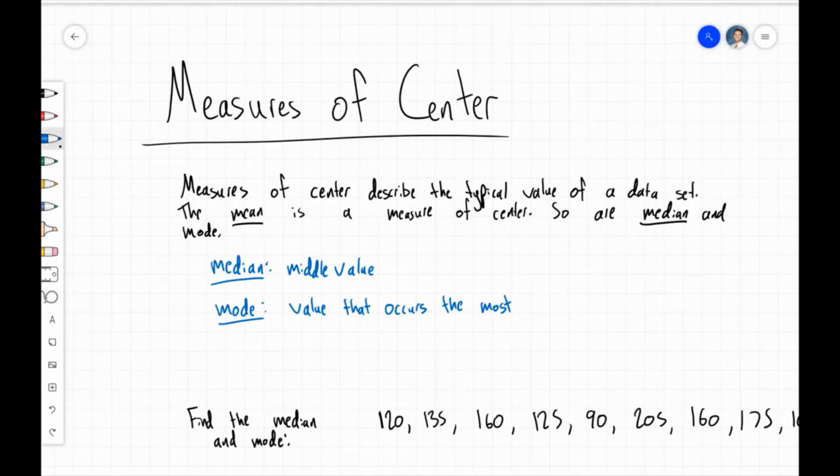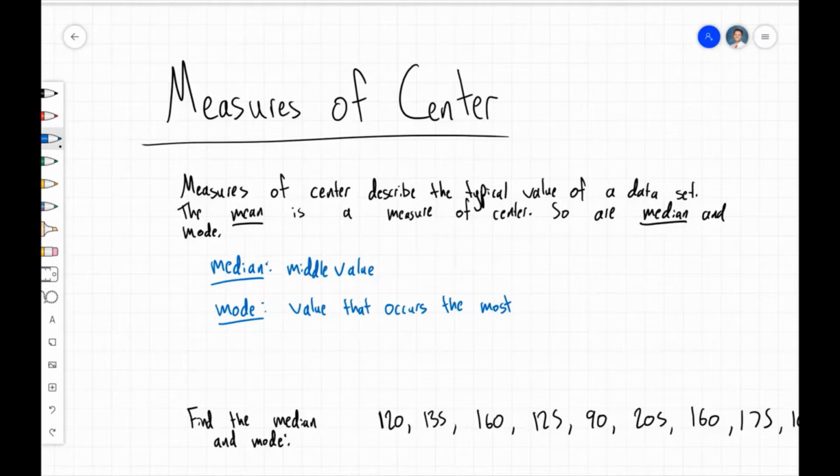Hey everyone, in this video we are going to be looking at measures of center. So in statistics, measures of center describe the typical value of a data set. So the mean, which we discussed before, is a type of measure of center. So are what we call the median and the mode, which we'll be introducing today.